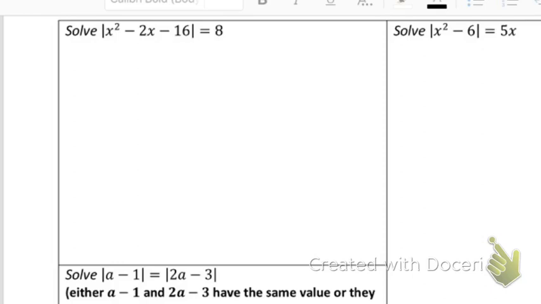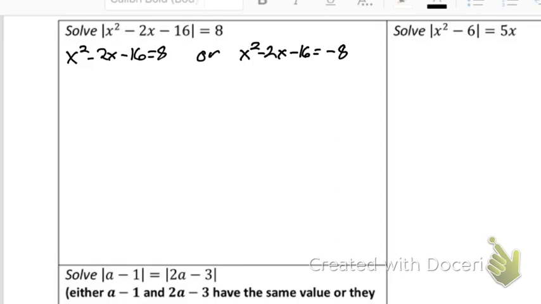We're going to solve absolute values now. We've already done this. The first one is very similar to one we've already done. Remember, whatever's in here has to equal 8 at the end of the day. Absolute value of 8 equals 8. Absolute value of negative 8 also equals 8. So everything inside here can equal 8 or negative 8, and it's still going to work. So that means we have to set up two equations. We have x squared minus 2x minus 16 equals 8, or x squared minus 2x minus 16 equals negative 8.